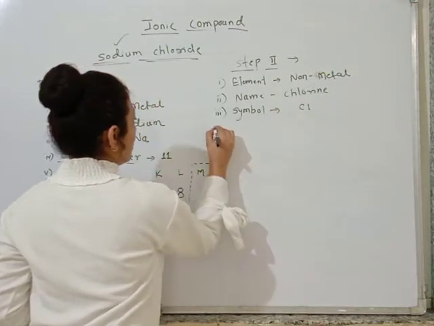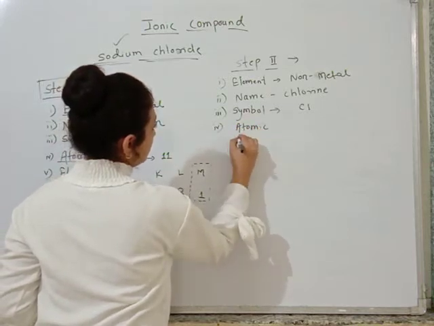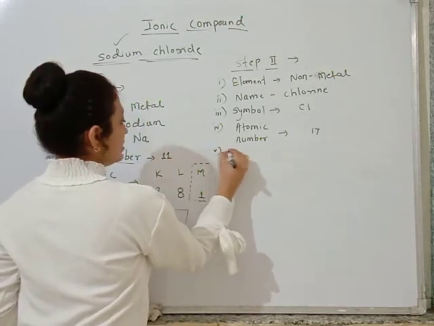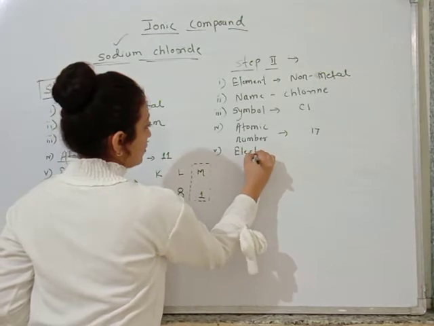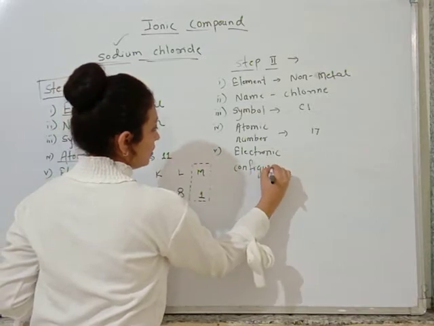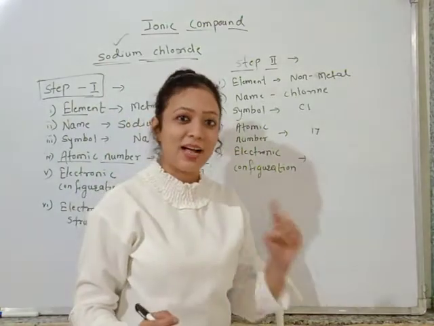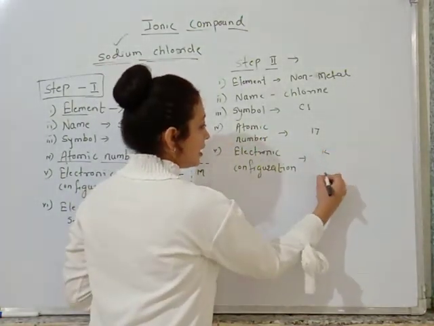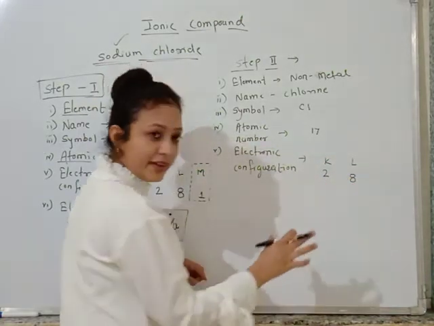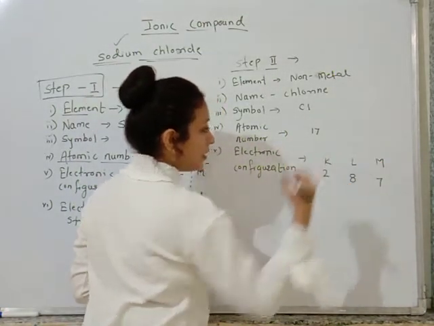Its symbol is Cl. Its atomic number is 17. Its electronic configuration: let's distribute 17 electrons according to the capacity of the shells. So you will get the electronic configuration K2, L8. We have already written 10 electrons out of the 17. 7 are remaining, and that we will write in the M shell.